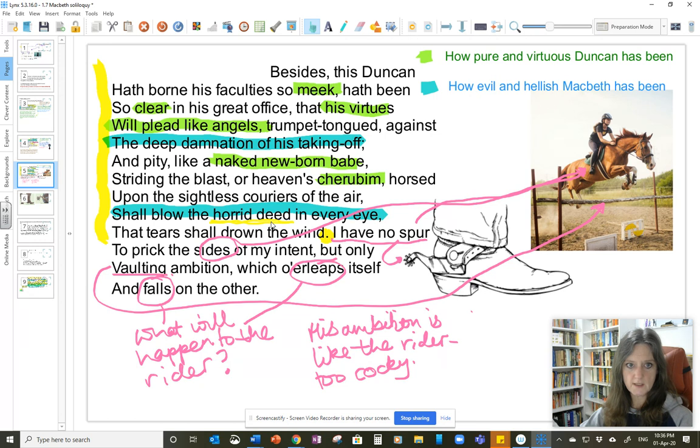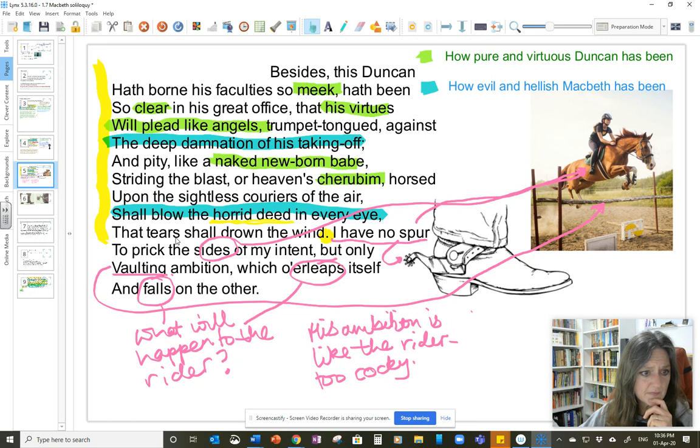Okay, so we've got on one hand the virtues are trumpeting like angels. All of Duncan's good points are like angels trumpeting out, sending him straight to heaven. And pity is going to be like a cherubim, kind of telling everybody how horrible Macbeth has been. So it's going to go around saying, everyone, it was Macbeth who did this murder, and wasn't it a horrible thing to do? So again, this contrast between Macbeth's evil and the purity of Duncan. Pity for Duncan, like a newborn babe. Again, really thinking of that innocence of the baby or the heavenly cherubim.